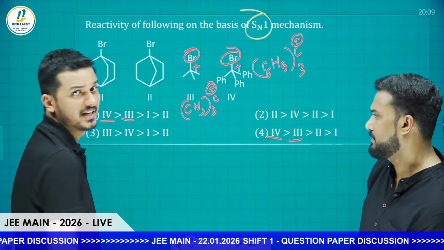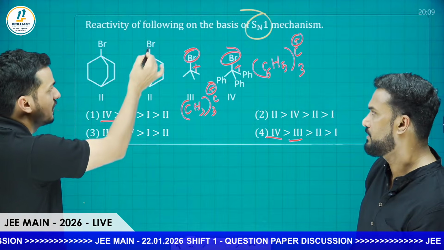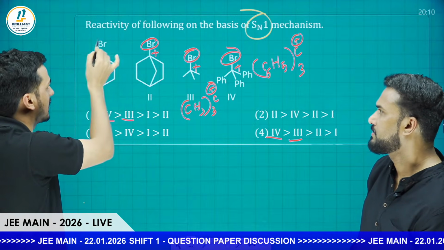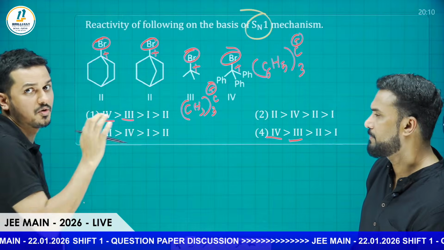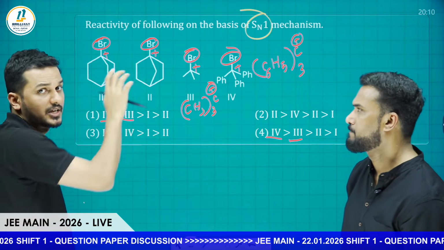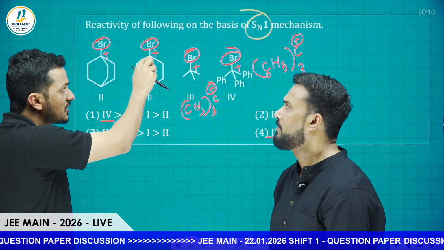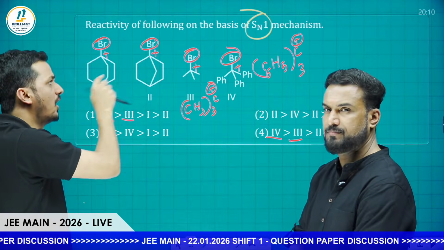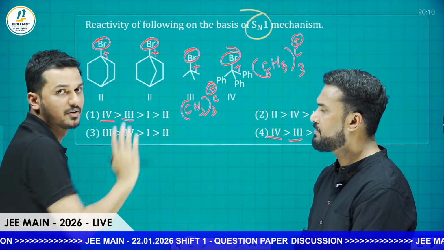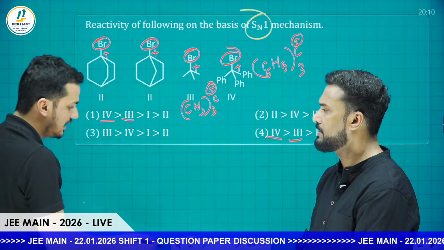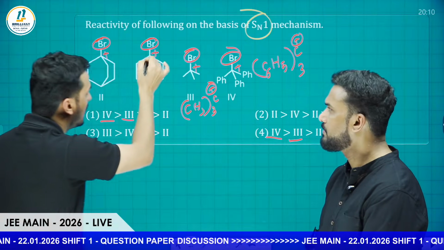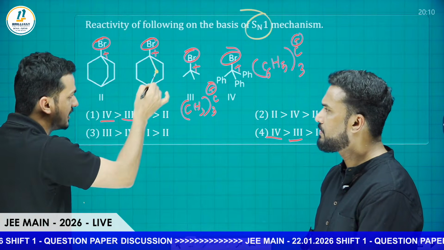Two options are there. Next two options they gave. If you remove this one, a plus charge will come here. If you remove it here, a plus charge will come here. According to Bredt's rule, the positive charge cannot come on the bridgehead. This is actually a bridgehead. But even so, if they are undergoing SN1, you can see that here in between the bridgehead, only one carbon is there.